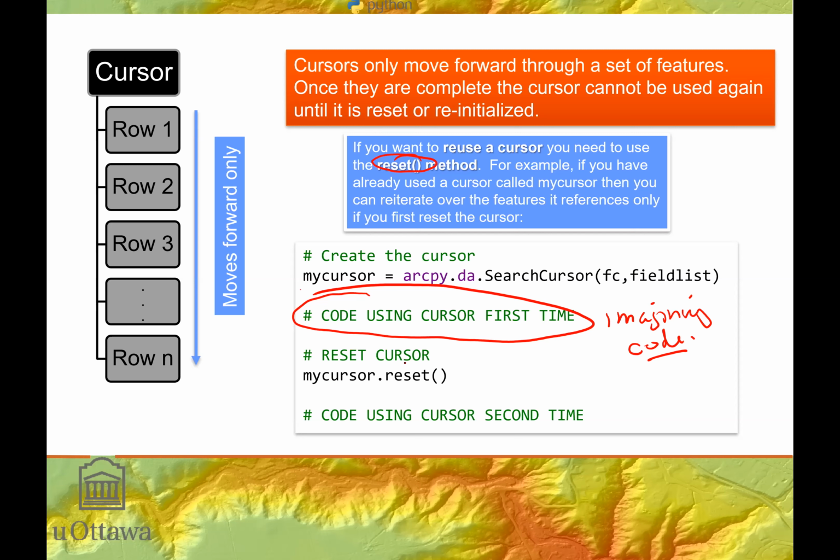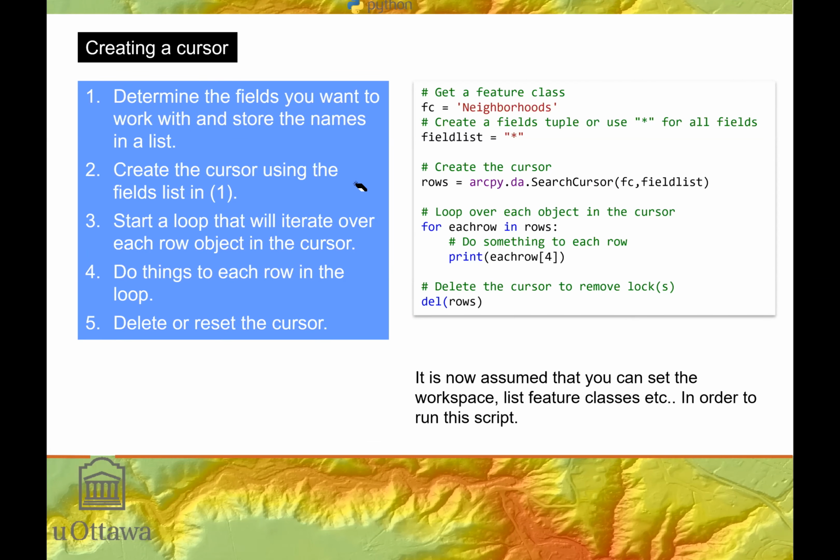After that code runs, then we reset the cursor. If we reset it, we can use it again down here, using the cursor a second time for the same data set rather than reinitializing one, rather than repeating this statement again. So once a cursor is reset, we can reuse it on the same data set. So let's look at an example here.